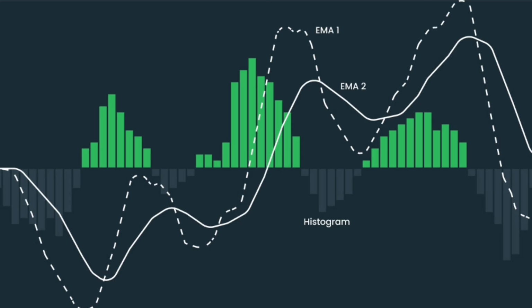Signal line calculation. The signal line is usually a 9-day EMA of the MACD line. Histogram calculation. To determine the histogram, you must subtract the signal line from the MACD line.